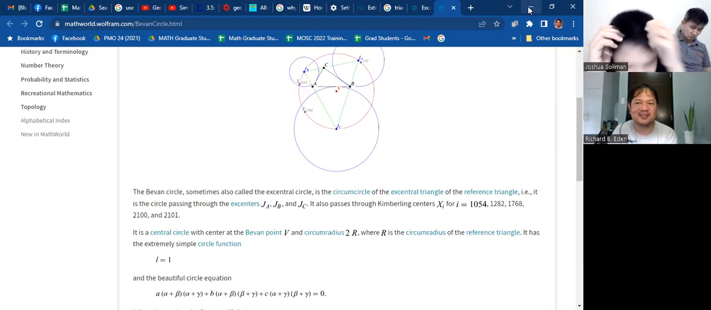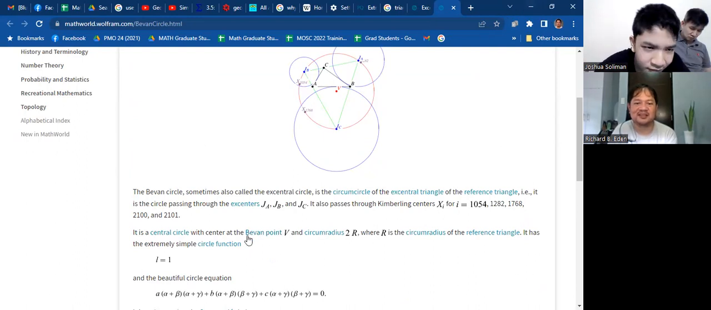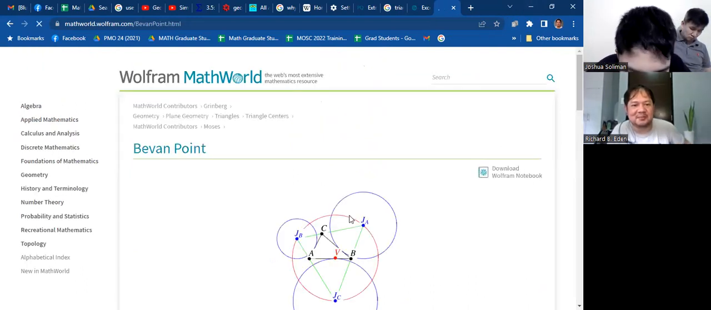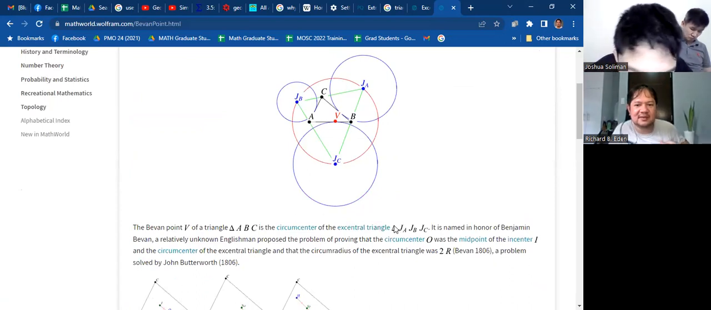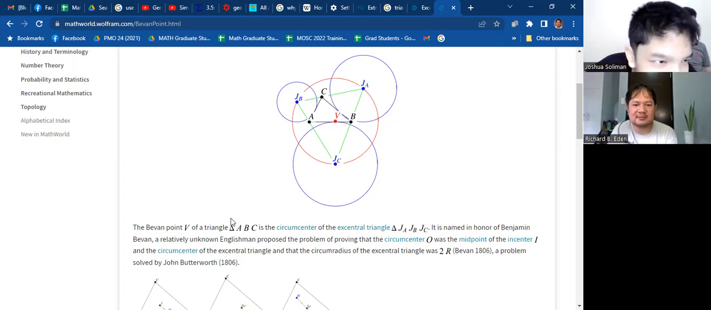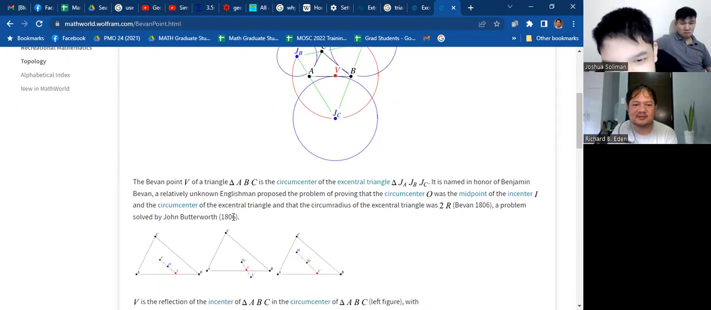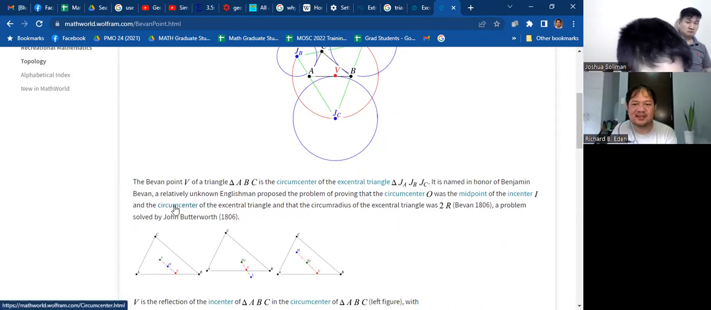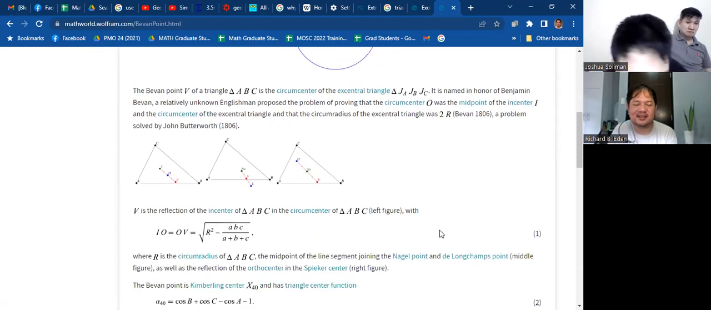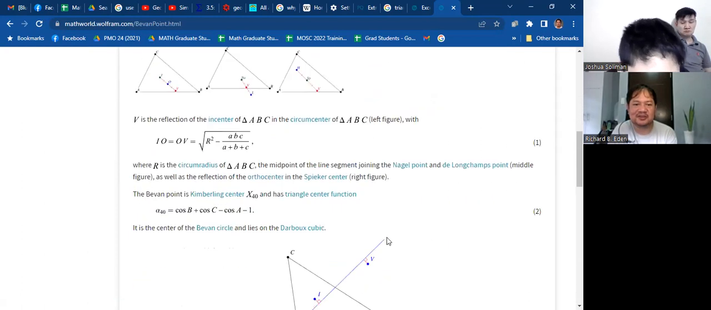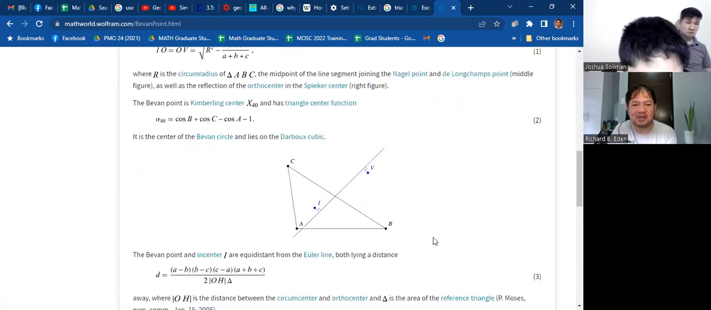Okay, so let's go back to the Bevan point V. What other properties does it have? It is even older than the Nagel point, because it dates to 1806. The Nagel point is 1836. Wow, there are many properties we could prove.